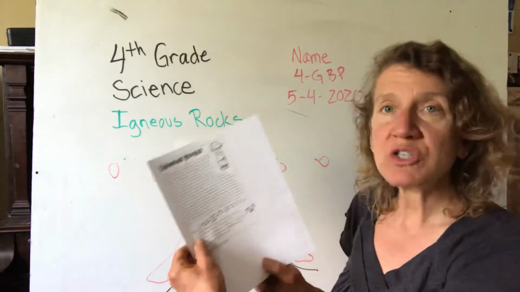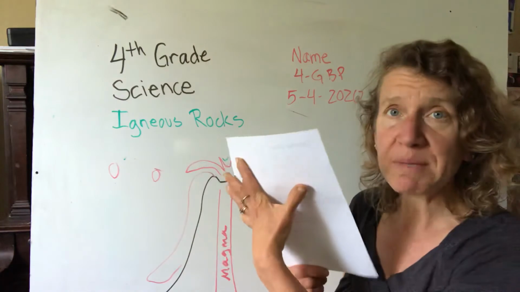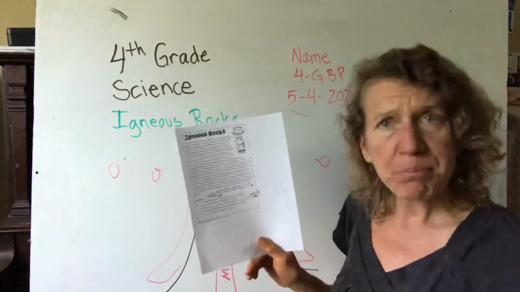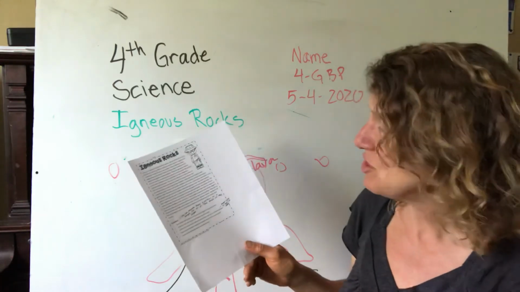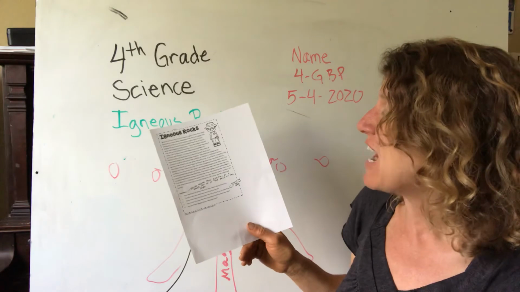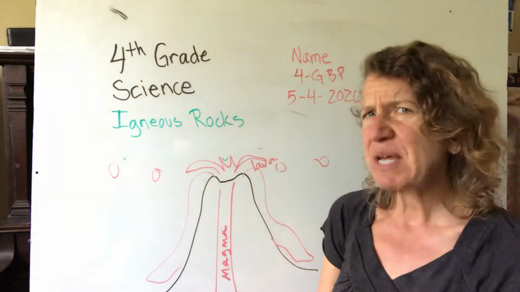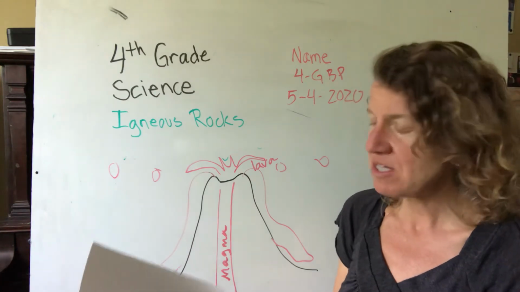Okay, so here's the questions. Remember, you can answer these on a Google Doc, or you can write them on the back. After I read a question, pause, give your answer, come back, press play, listen to the next question. Question number 1. Some people refer to igneous rocks as fire rocks. Explain why you think that is. Answer that question, then come back.